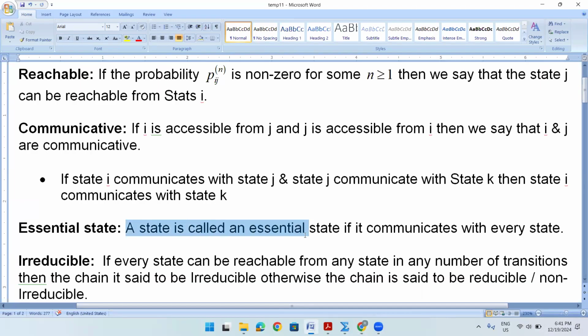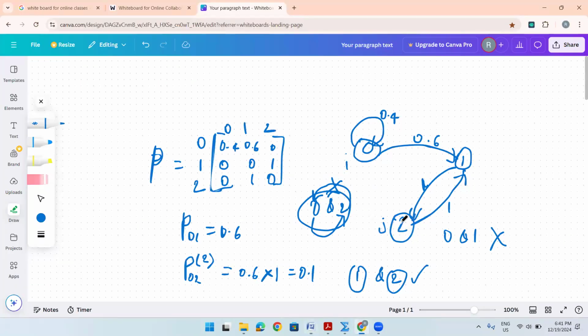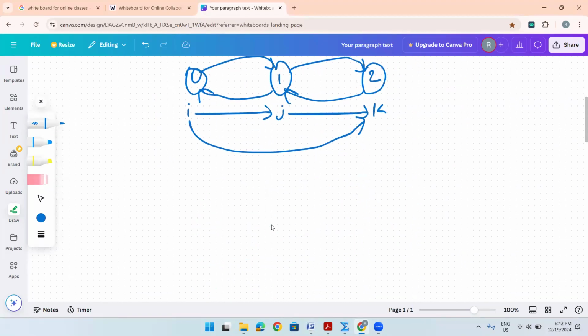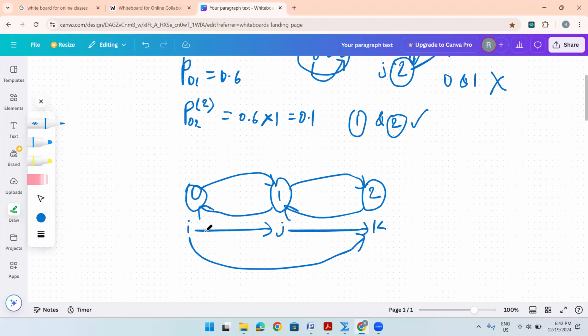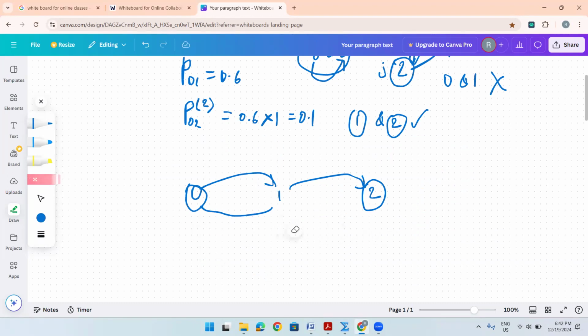A state is called an essential state if, for example, 2 can communicate with both 0 and 1, then 2 is called an essential state. If 1 can communicate with 0 and 2, then that's called essential. But in this other example, all of these are essential states.